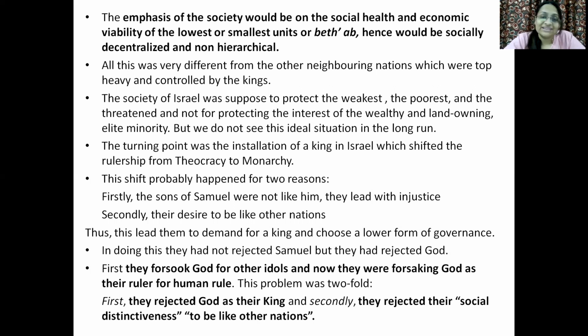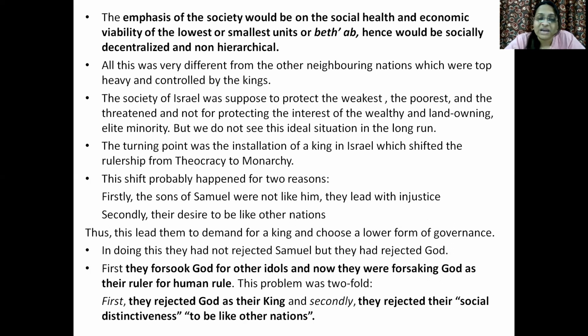So why did this shift actually occur? There are two basic reasons why we can see it occurring. Firstly, the sons of Samuel were not like Samuel. Samuel was getting old, and the sons of Samuel, who were helping him rule and lead as priests, were not like Samuel, and they were not leading with justice. So people were getting frustrated with his sons because they were not dealing with justice.